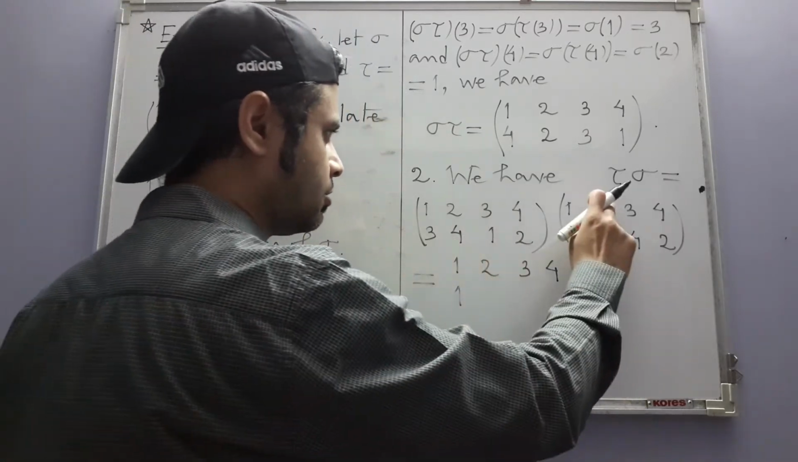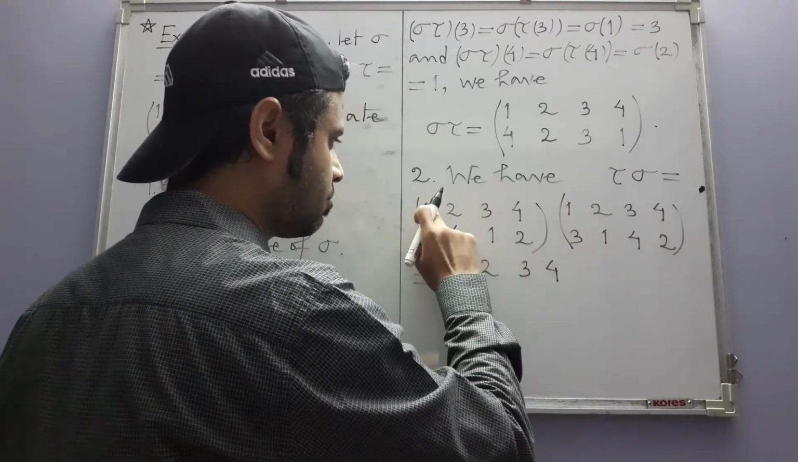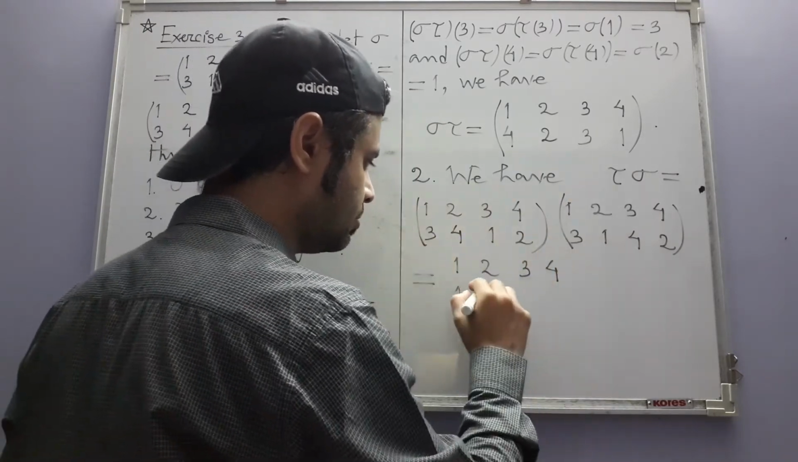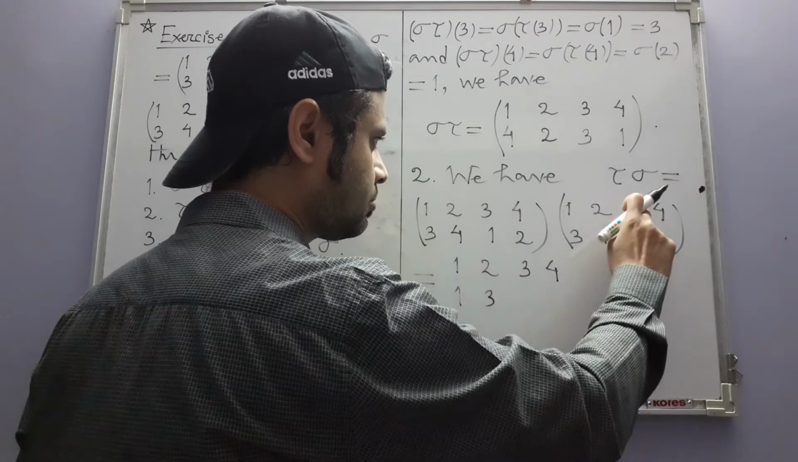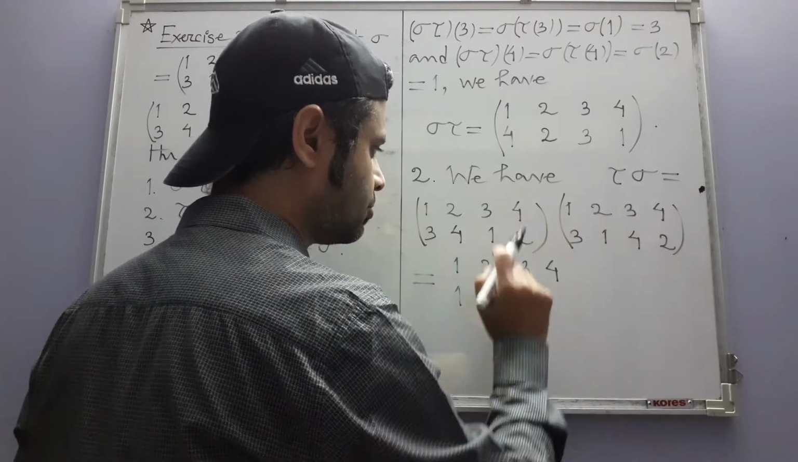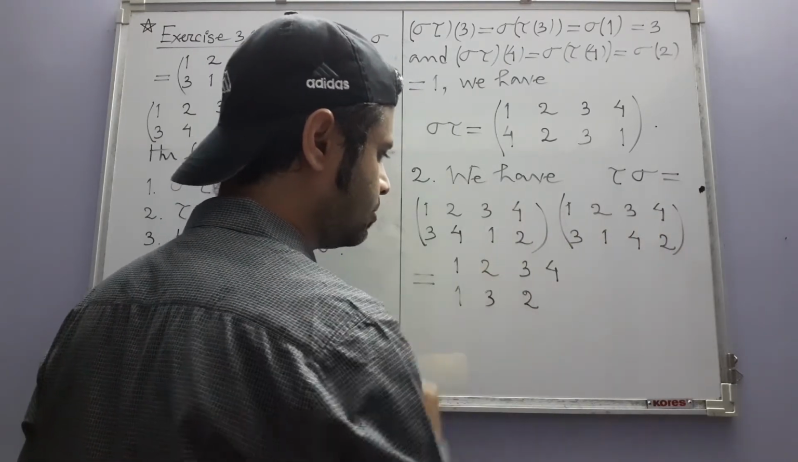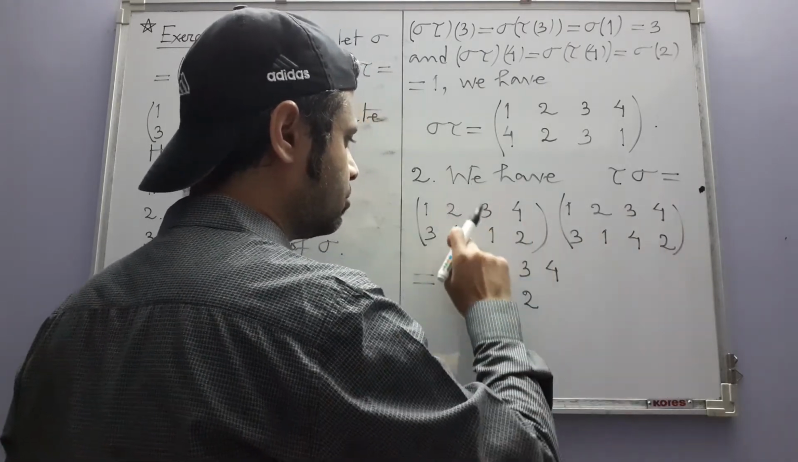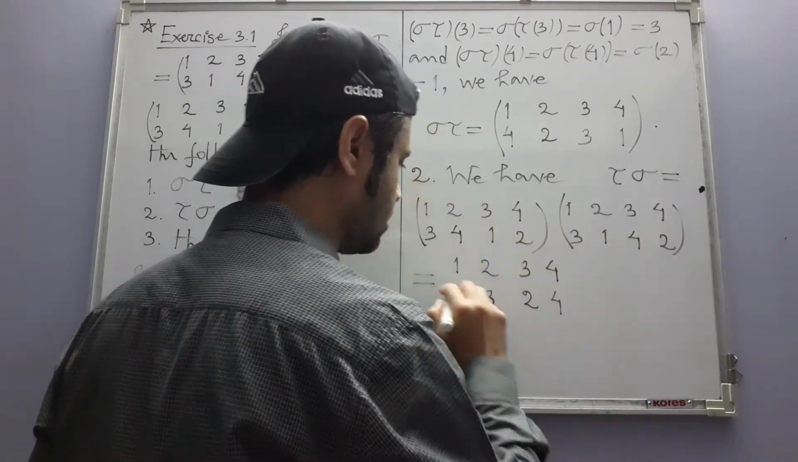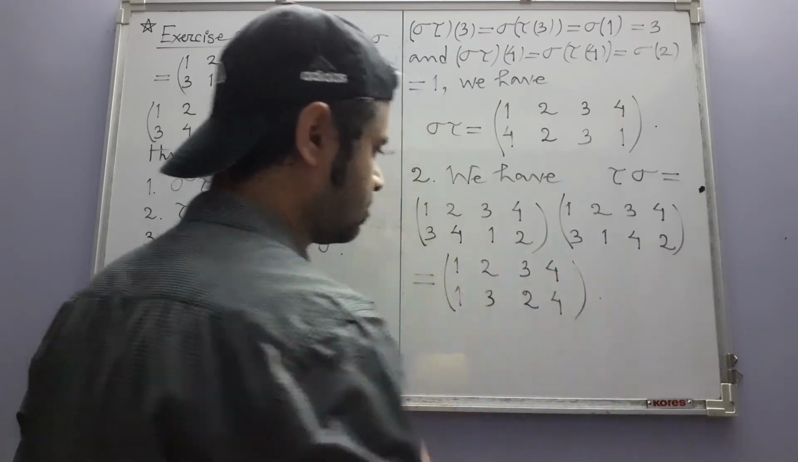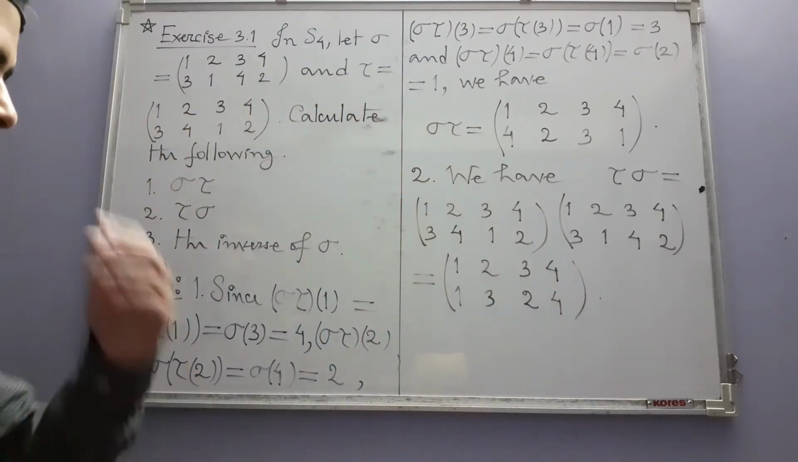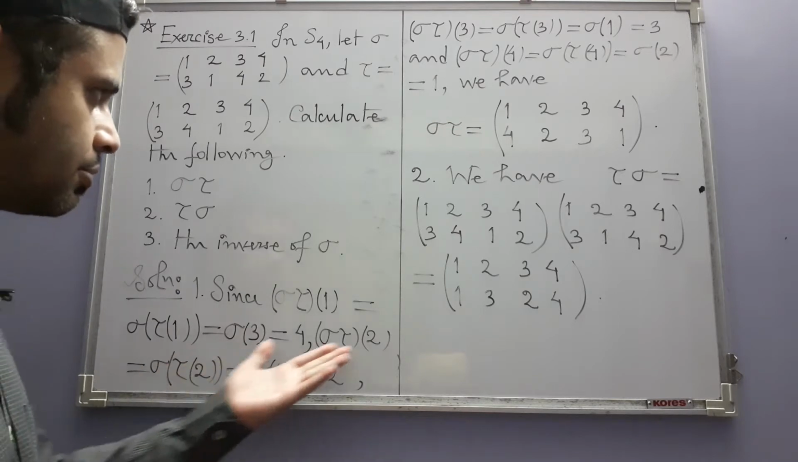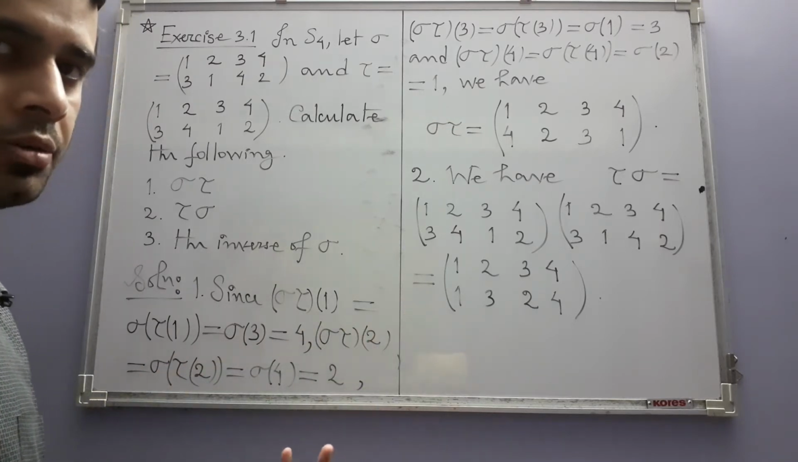Like that, 2 to 1, 1 to 3. That means 2 to 3. 3 to 4, 4 to 2. So 3 to 2. 4 to 2, 2 to 4. So 4 is unchanged. So this is our tau composition sigma. So we did not have to write these equations.